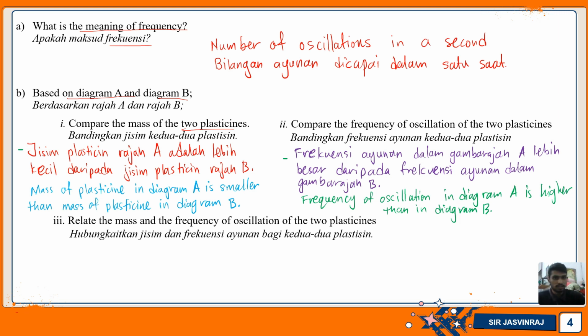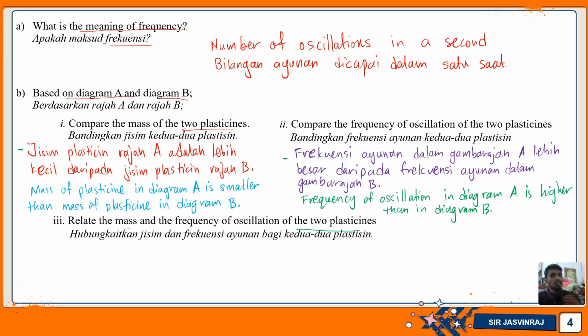Moving on, third question. Relate the mass and the frequency of oscillation of the two plasticine. Hubung kaitkan jisim dan frekuensi ayunan bagi kedua-dua plasticine. Maksudnya, we compare the mass and the frequency of A and B, right? Now we have to interrelate mass and frequency. How do they correlate to each other?